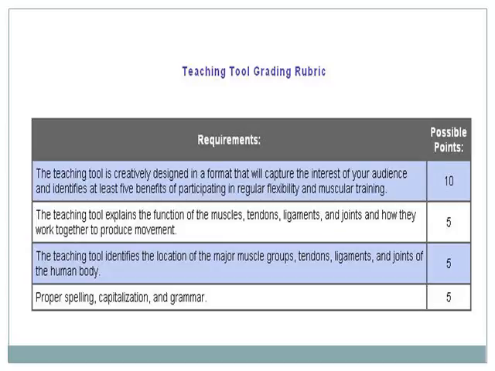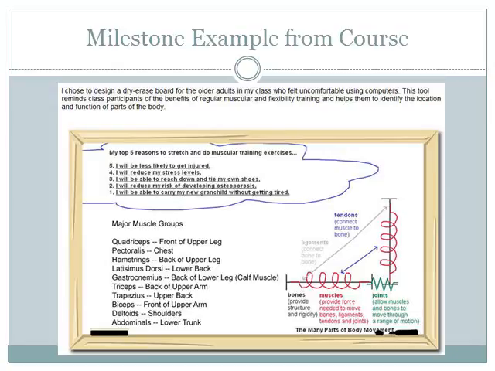The teaching tool needs to identify the location of major muscle groups, tendons, ligaments, and joints of the human body. As always, please make sure you're using proper spelling, capitalization, and grammar. Here's a sample that can actually be found in the course.